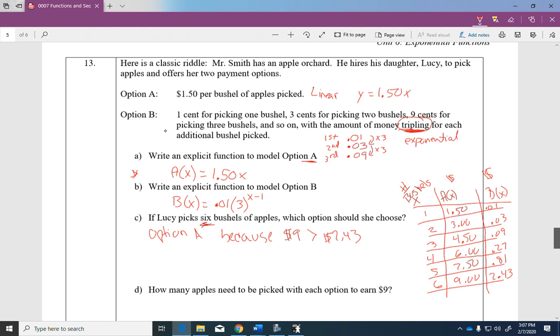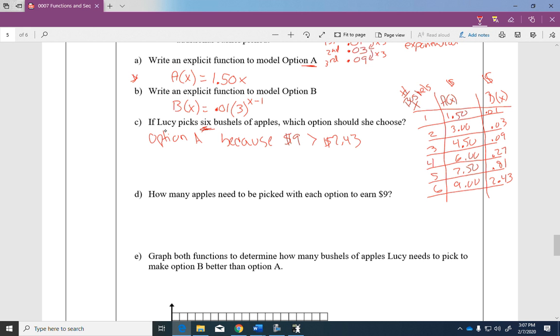So I already have the answer for option A. She needs to pick 6 bushels to earn $9 with option A. Actually, I'm going to move these words because I'm going to be extending my table.